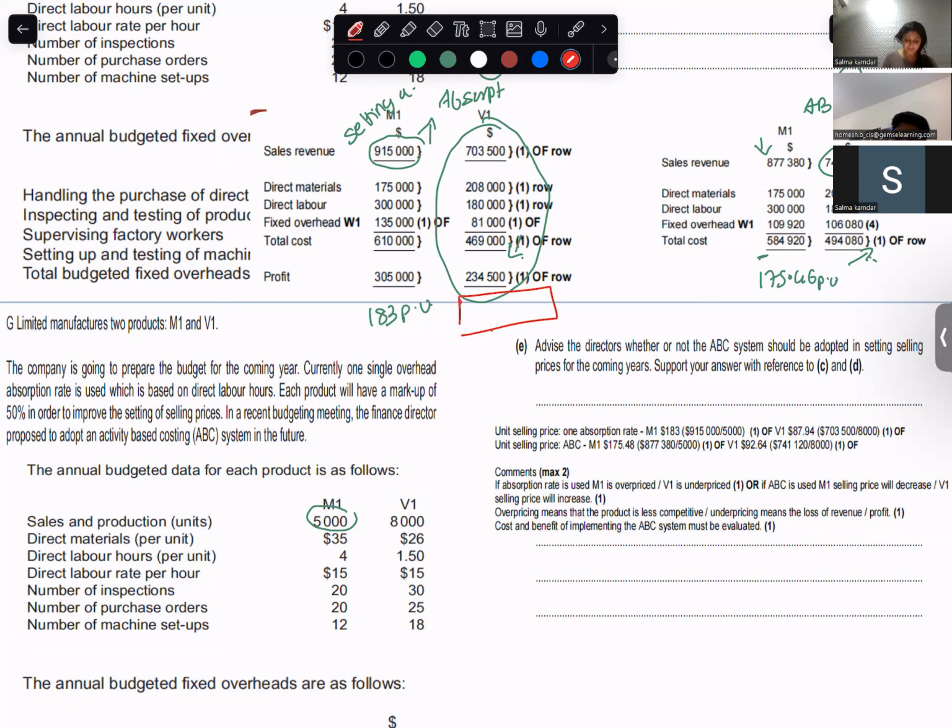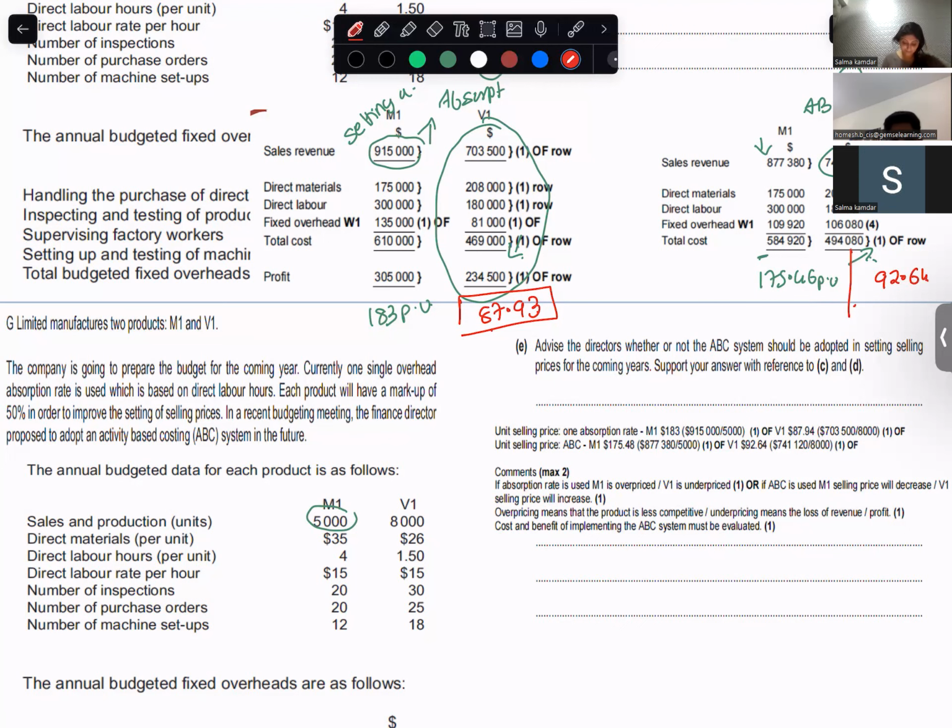Now calculate as per V1. 703,500 divided by 8,000 is 87.94. And for this, 741,120 divided by 8,000 is 92.64.